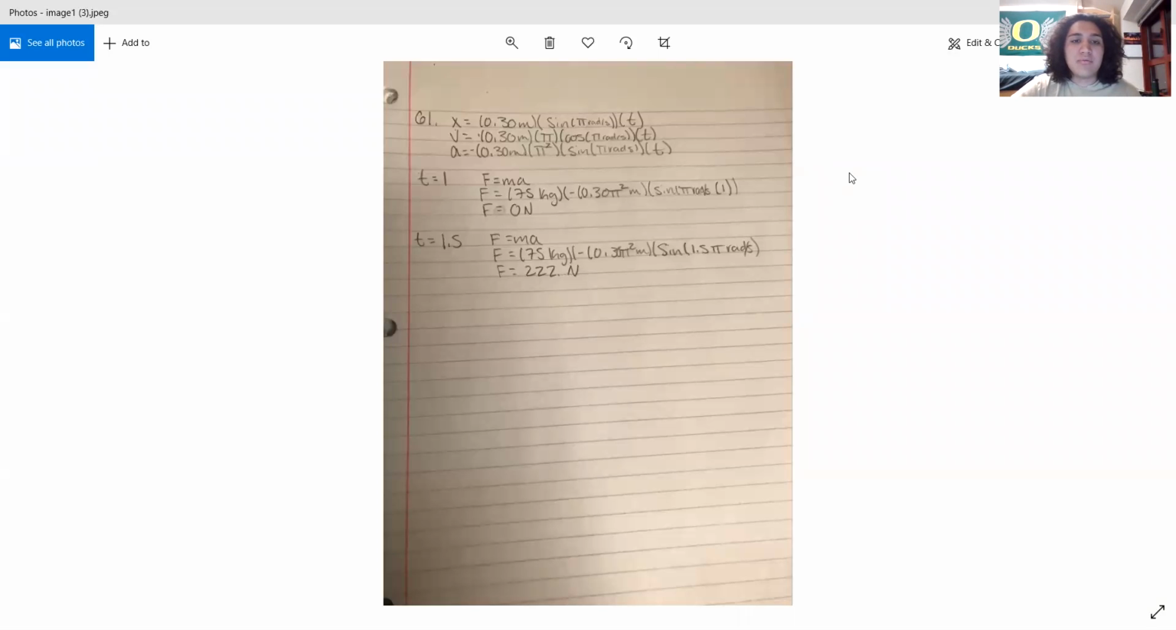Okay, so my second problem is 61, and it says astronauts in space weigh themselves by oscillating on a spring. Suppose the position of the oscillating 75-kilogram astronaut is given by x equals 0.3 meters multiplied by the sine of pi radians per second times t, where time is in seconds. What force does the spring exert on the astronaut at 1 second and then 1.5 seconds?